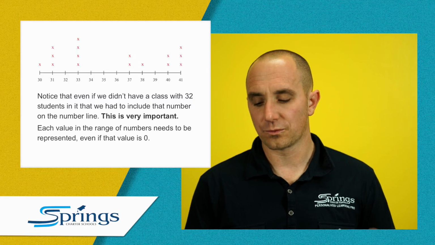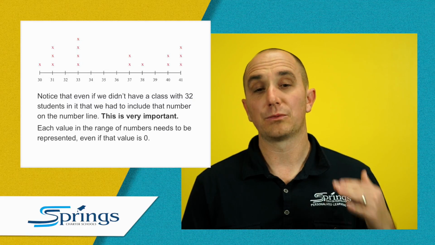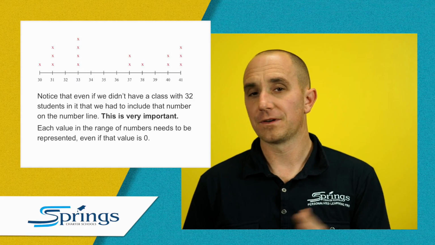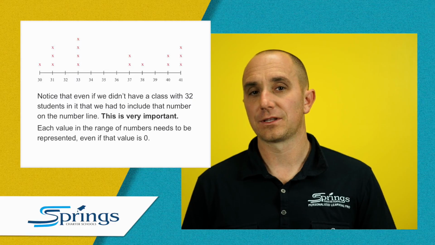Each value within the range of numbers needs to be represented, even if the value is 0. So keep that in mind. Even if a number is skipped, you can't skip it. You have to leave it there on the number line. Okay, so let's use this number line to answer some questions.